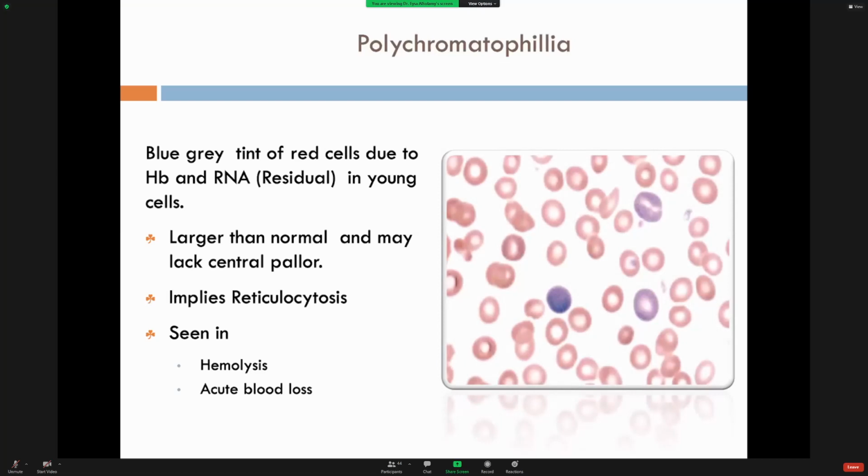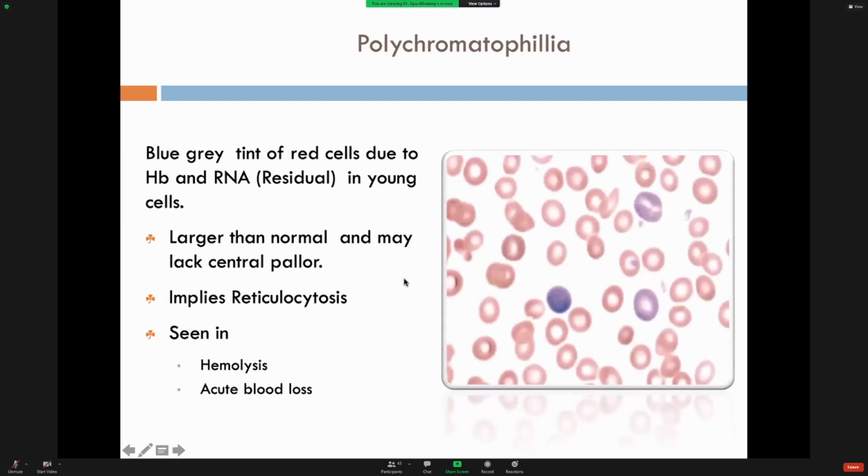Polychromatophilia, another name is polychromasia. Polychromasia only reflects the reticulocytes. We said the reticulocytes are dark blue before they become red blood cells. When you see the reticulocytes on the peripheral smear, the name is different, called polychromasia. This is the polychromasia. It's a blue-gray tint of red cells due to hemoglobin and the residual RNA in the young cells.